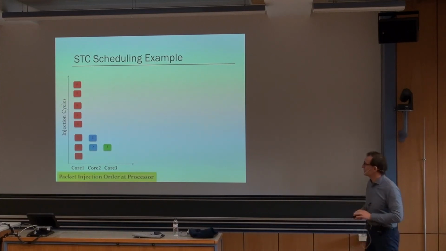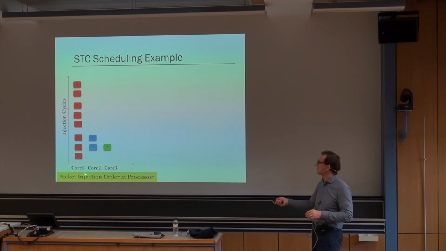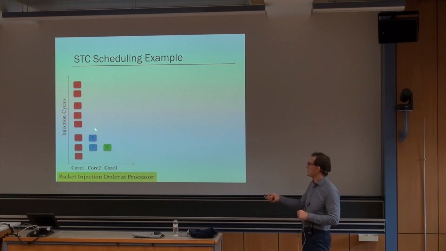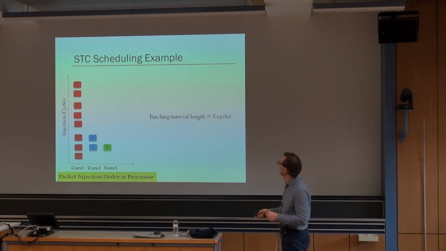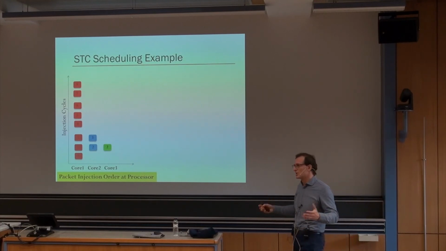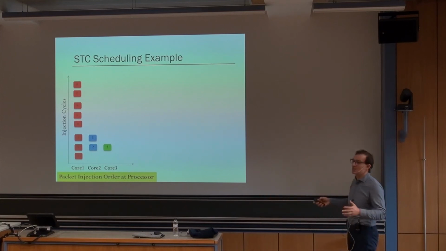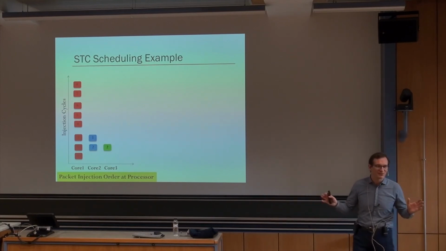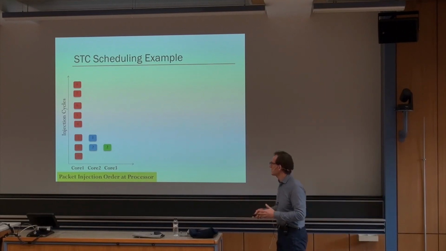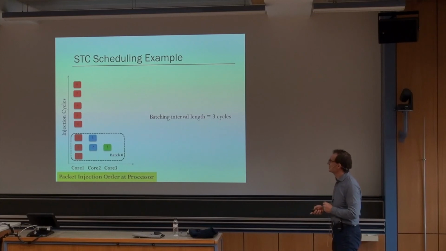I'm not going to go into the details of it, but let's assume that this is the packet injection order at the processor. This particular core has injected a lot of packets. This particular one has injected 2, and this one injected 1. And let's assume that we're going to use something similar to parallelism-aware batch scheduling. It's not going to be exactly the same, but batching is a good way of providing starvation freedom. So it's a fundamental principle. If you want to ensure that things make progress, you want to use batching sometimes.